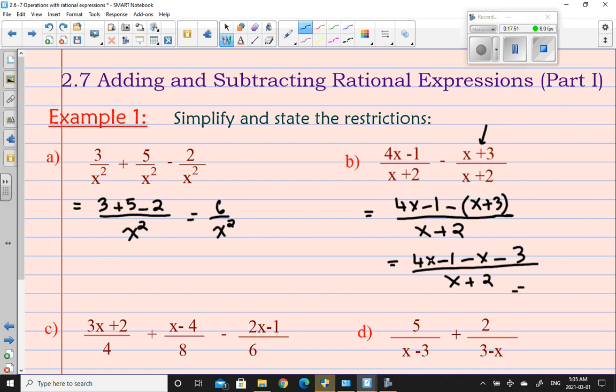Now you can add the like terms. 4x minus x equals 3x. Minus 1 minus 3 is minus 4 divided by x plus 2. And that's the answer.